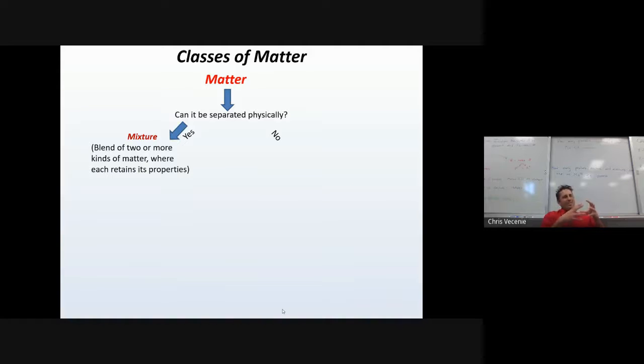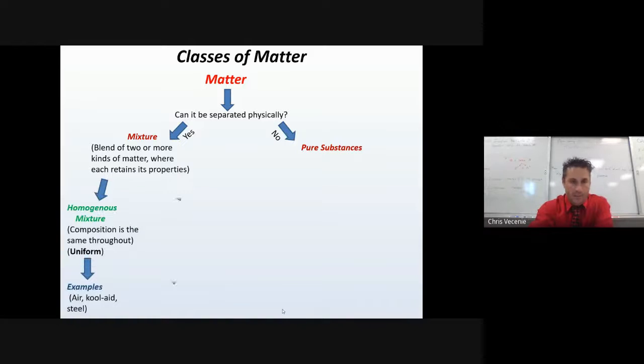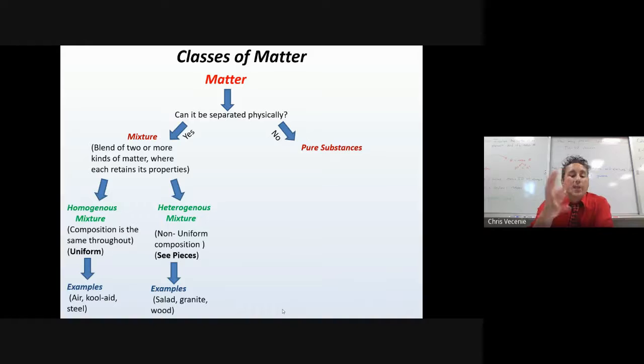All right, now, if I look at that and it looks like one thing, that means it's a homogeneous mixture. Oh, sorry, I went the other way. If I can't separate it physically, if I try to filter it and I can't, if I try to get it to react and I can't, for instance. Oh, no, there we go. Sorry about that. If I can separate it physically, it's a mixture. It's a blend of two or more types of matter, but they keep their properties. A homogeneous mixture looks like one thing.